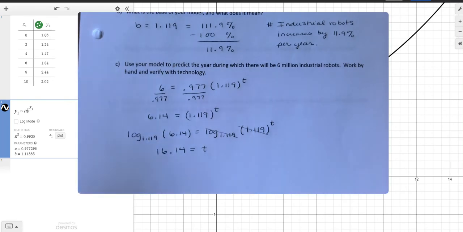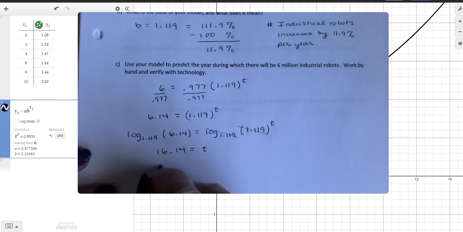So let's see, this would be during the year 2026, right? We started in 2010, so during 2026.